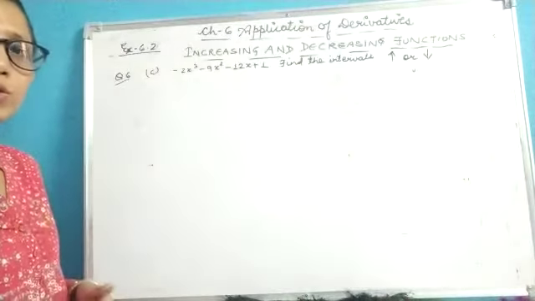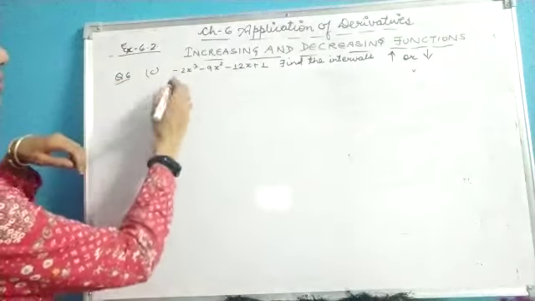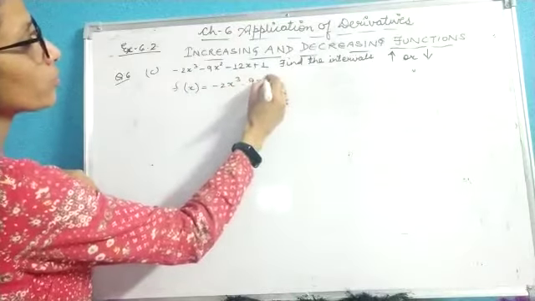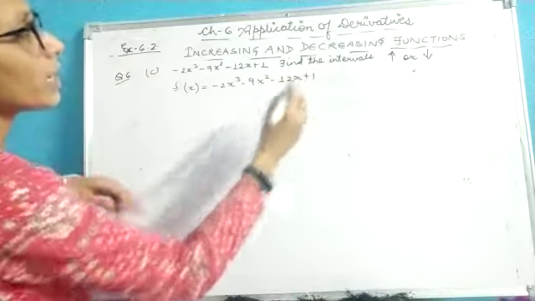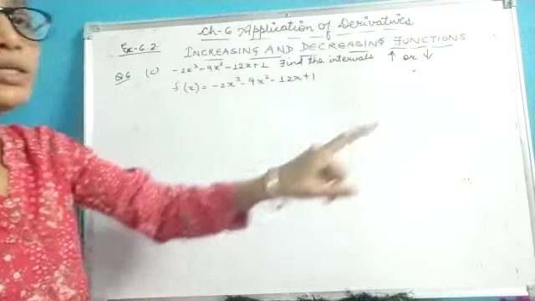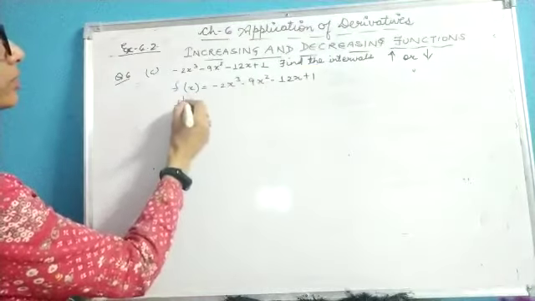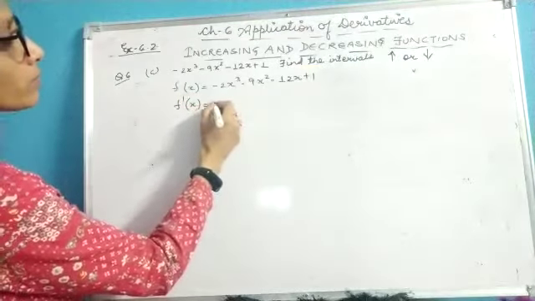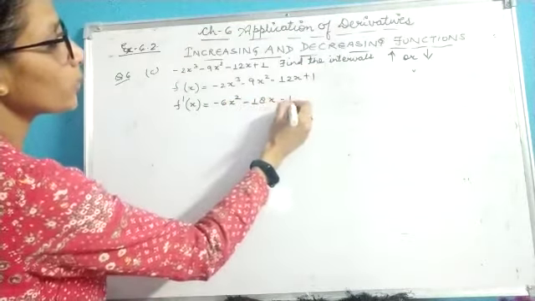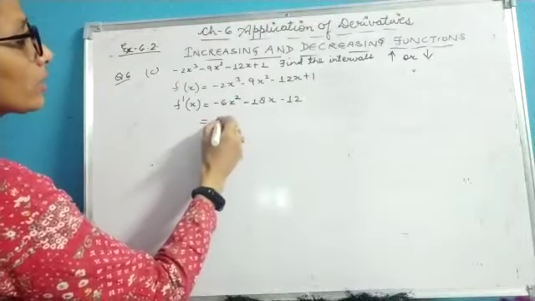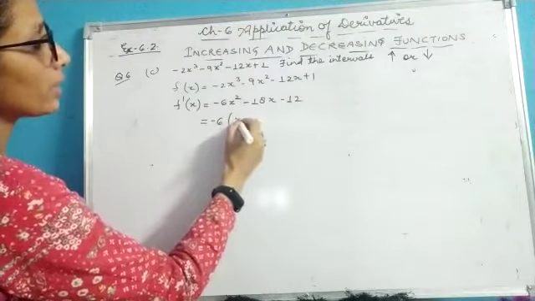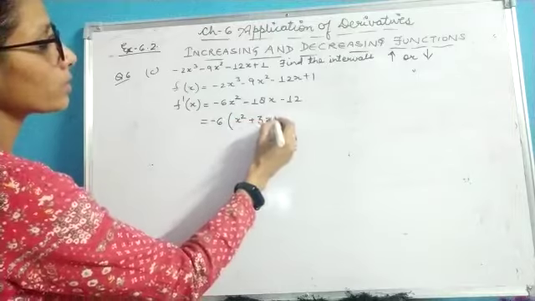Now let's discuss this question, children. You are given the function minus 2x cube minus 9x square minus 12x plus 1, and you have to find out the intervals in which it is strictly increasing or strictly decreasing. So let's differentiate it first. F dash x will be equal to minus 6x square minus 18x minus 12. I can take minus 6 common out of it, and I can get x square plus 3x plus 4.